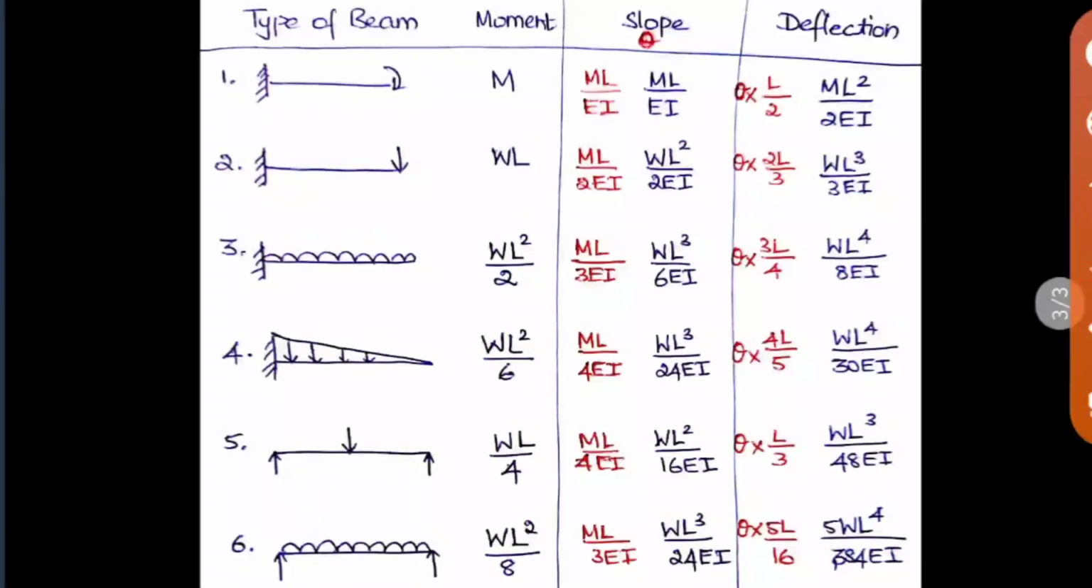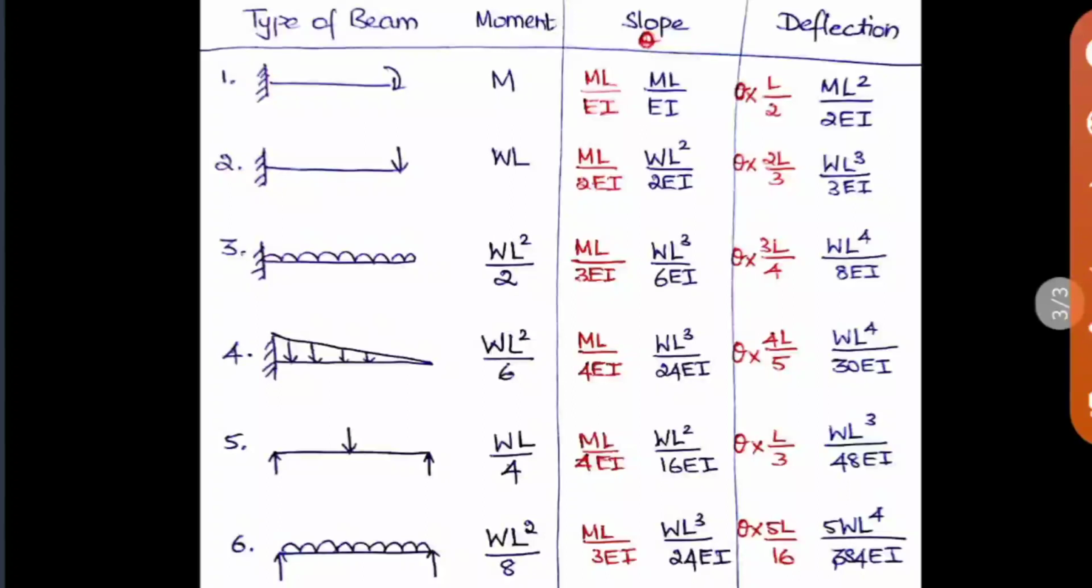In the first case it is ML by EI, so M is M only, so you can directly write that. In the second case, M is WL, so WL into L, so WL square by 2 EI. In the same way, you have to substitute the M for each case into this formula, so you will be getting all the answers, and you can just check it. So WL cube by 6 EI, WL cube by 24 EI, WL square by 16 EI, WL cube by 24 EI. So you can just remember this trick alone: EI, 2 EI, 3 EI, 4 EI, again 4 and again 3. So this is all about the slope.